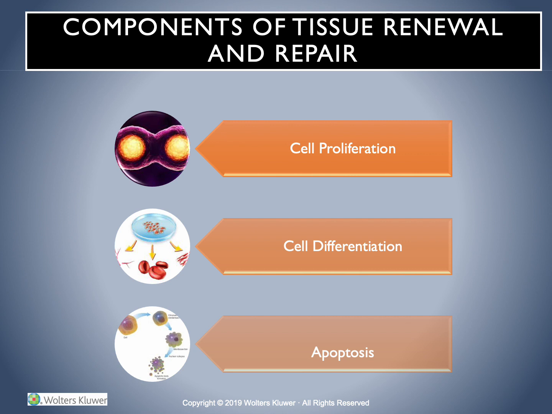These components work together to ensure proper tissue renewal and repair. Cell proliferation provides a sufficient number of cells. Cell differentiation ensures the generation of specialized cell types, and apoptosis eliminates the unwanted or damaged cells.